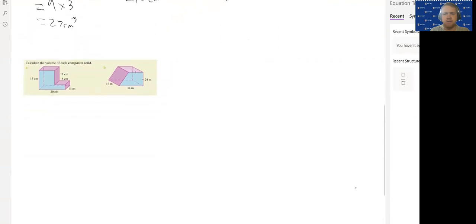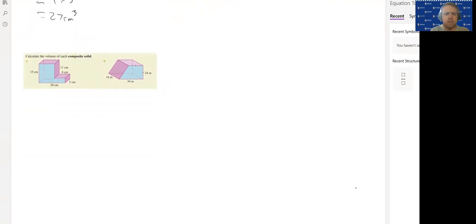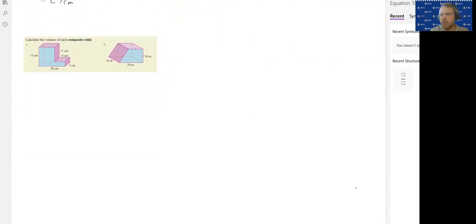Okay, finally for today, we're looking at composite solids. Now, a composite solid is a shape that's made up of two different shapes or more. So what we need to do is split these shapes into bits that we can then calculate separately. So I'm going to divide this up here. And we know that if that whole length is 20, and then that length is 8, then we're going to be left with 12 centimeters here for that dimension.